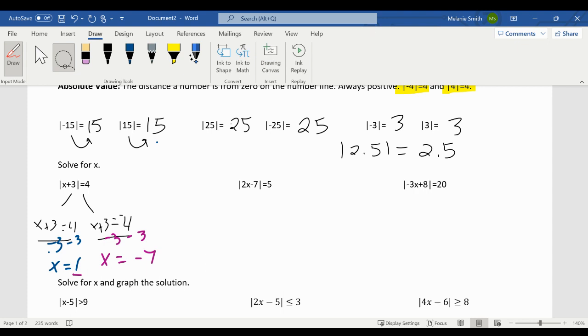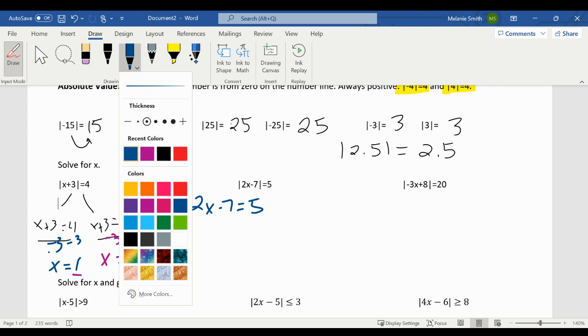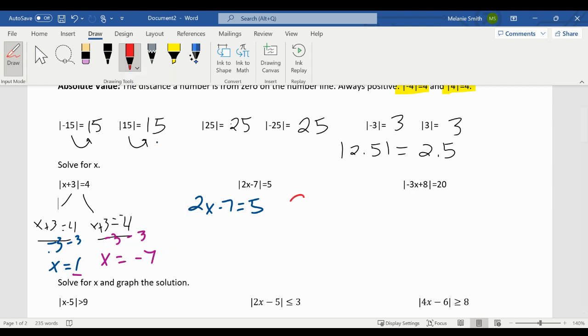Okay, so now let's do 2x minus 7. So I'm going to split that up again into two separate equations. So I'm going to do 2x minus 7 equals positive 5. And then I'm going to do 2x minus 7 equals negative 5.